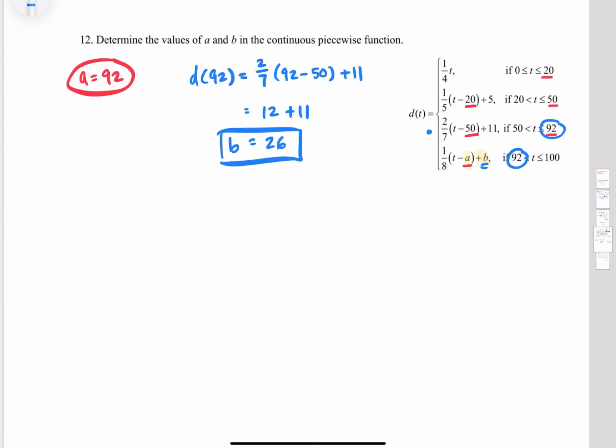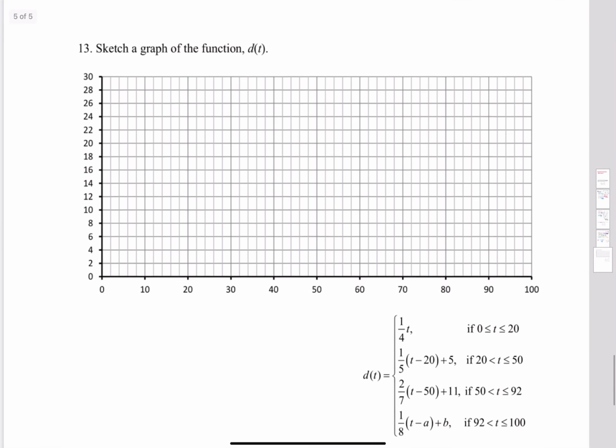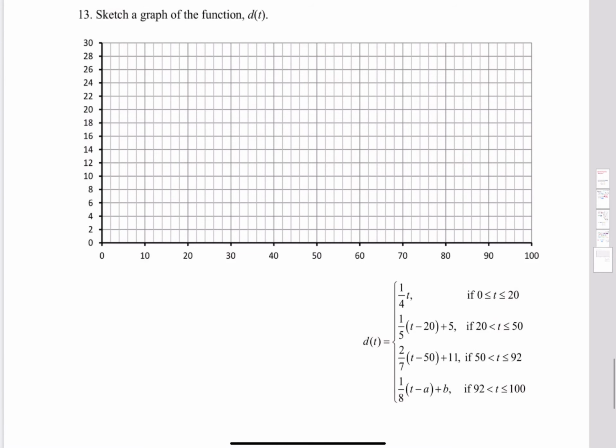So now we know what A and B are. A is 92 and B is 26. Now we can go ahead and graph our piecewise function. This is the last part that we're going to do here, we're going to graph this function. I'm going to put in our A value. A we said was going to be 92 and B is 26. So I'm going to put that right here. So 92 and 26 for A and B.